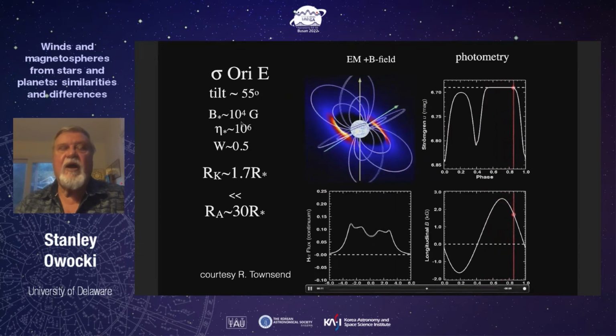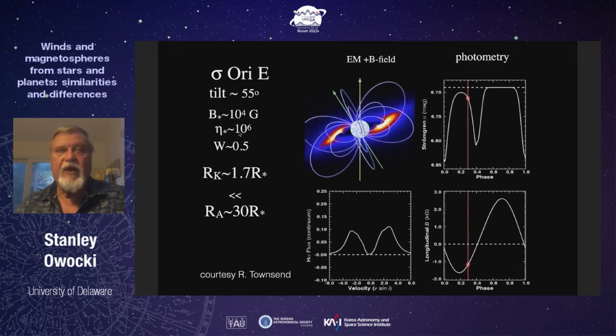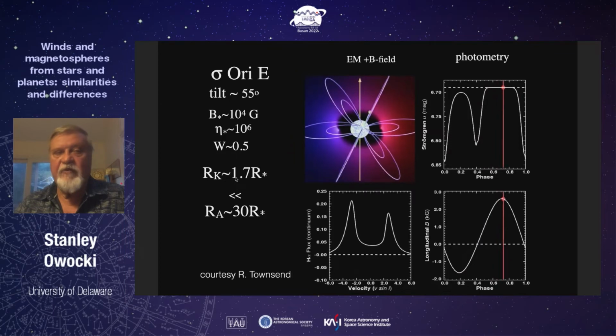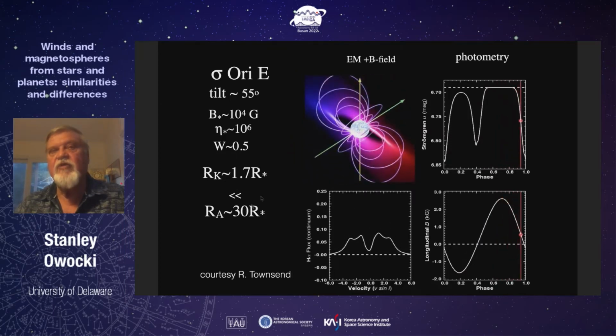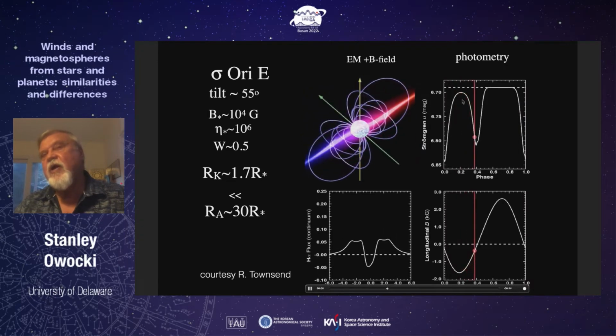In this case, the magnetic field is about 10,000 Gauss. The magnetic confinement parameter is about 10 to the 6th. The rotation is about half critical. And what this means is that it has a very powerful centrifugal magnetosphere. And then you can actually model this and then compare to observations.